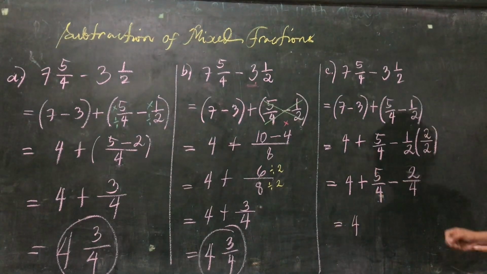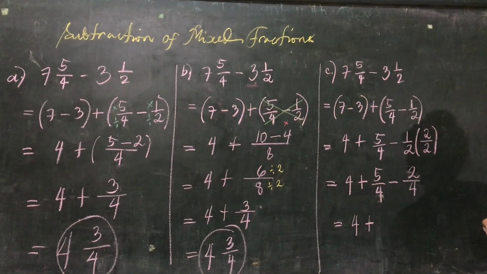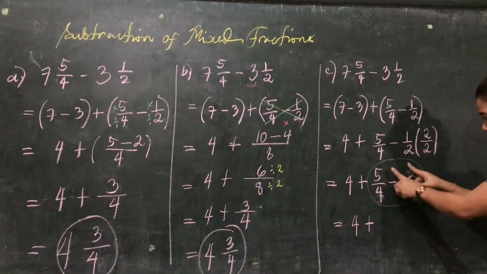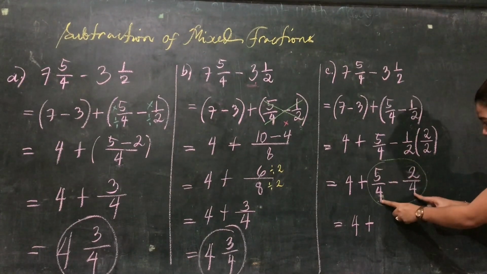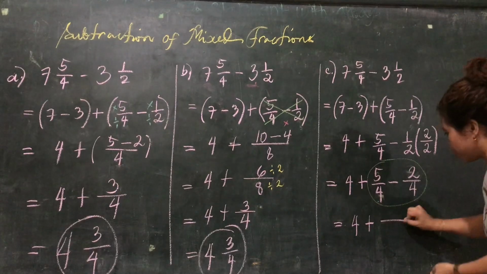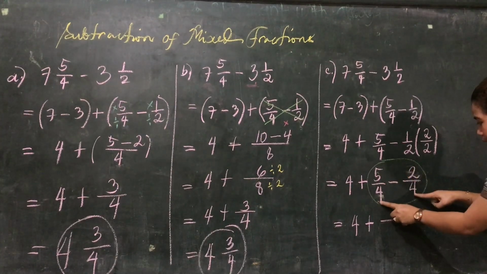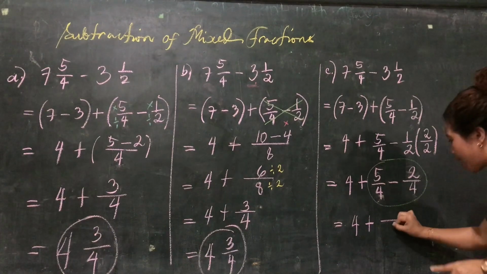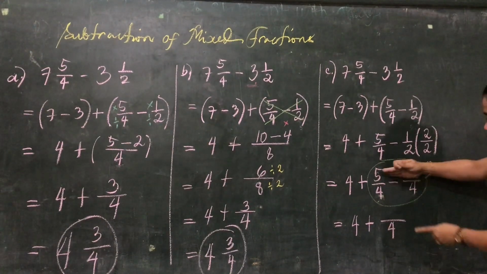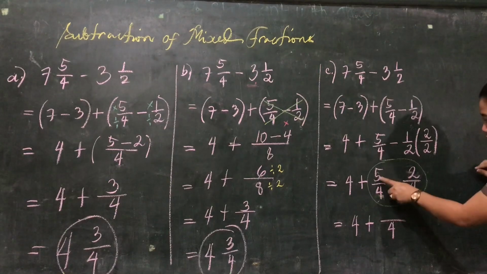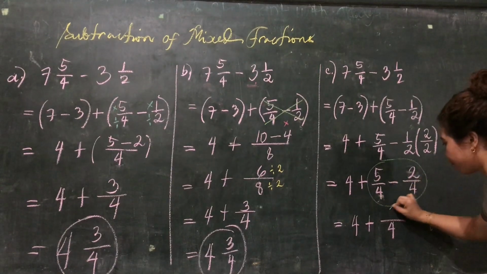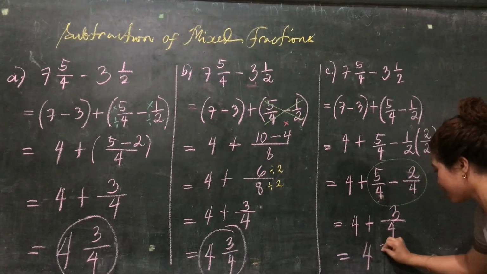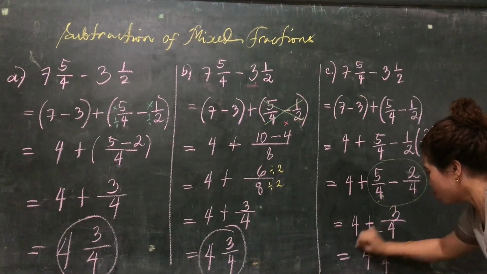Copy the 4. Copy the plus sign. And then focus on the fractions. They already have the same denominator. That means we can automatically subtract these two and copy the common denominator. These are like fractions, same denominator, so copy the common denominator and subtract the numerators. 5 minus 2, you have 3. And last, attach them: 4 and 3 over 4 is the answer.